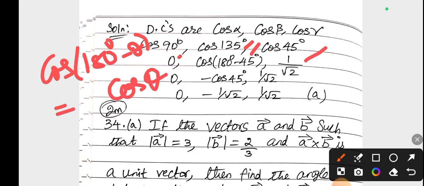If you see 180 minus theta, it is in the second quadrant, and in the second quadrant cos is negative. Am I correct? So minus cos theta. So it is minus cos 45, so it is minus 1 by root 2. So the values are 0, minus 1 by root 2, plus 1 by root 2. Clear? Kindly check, children.